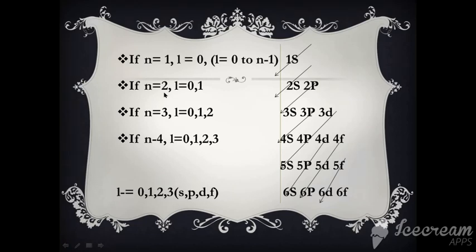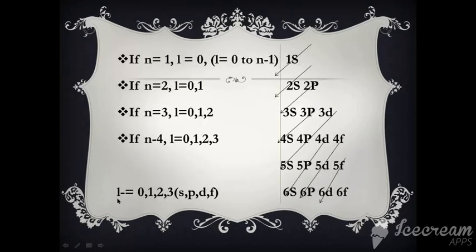If n is equal to 2, you substitute 2 in the place of n. So 2 minus 1 is 1, so l is 0, 1. If n is equal to 3, 3 minus 1 is 2, so 0 to 2 is 0, 1, 2. Like that you can substitute the principal quantum number and get the azimuthal quantum number based on the formula l is equal to 0 to n minus 1, where n is the principal quantum number. Up to this, is it clear?